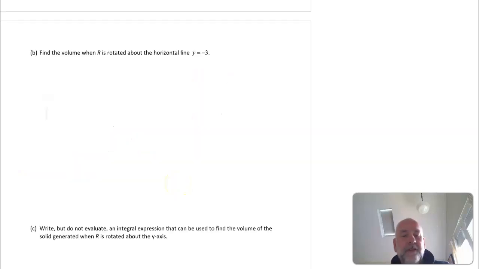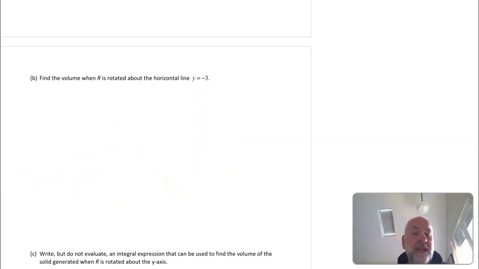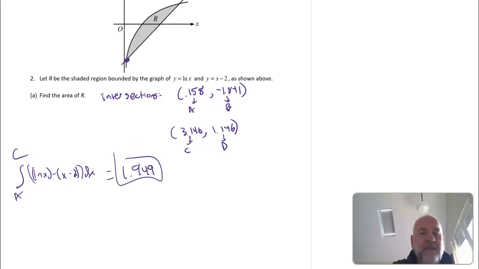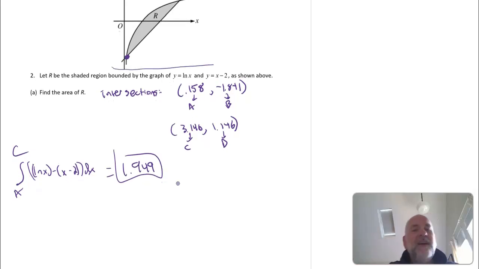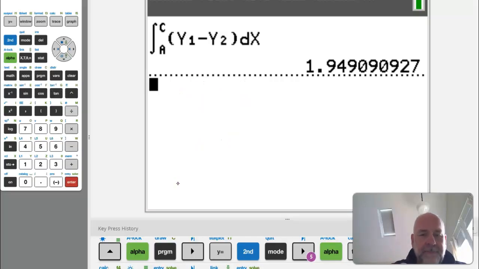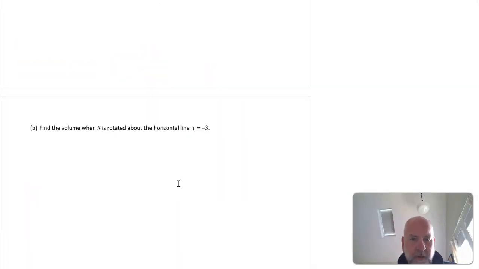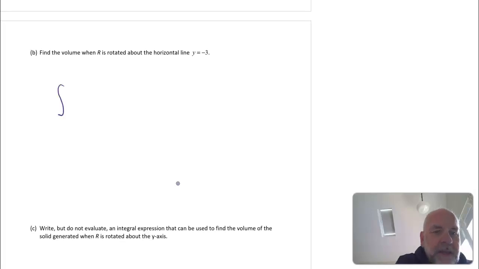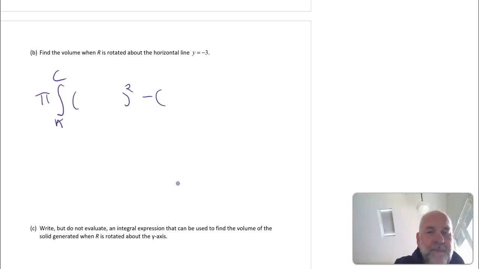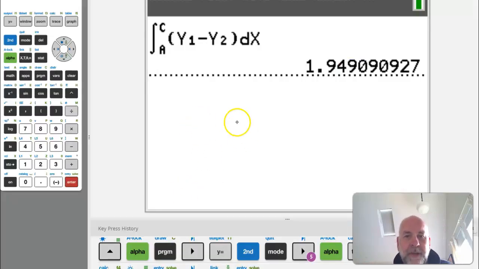Okay, next question. Find the volume when it's rotated about y equals -3. Okay, y equals -3 is down below this one. So this got a little tricky. All right, so I know that it's going to be, let's go back down here, the integral from, again, from A to C. It's the same numbers, and I know it's going to be pi times something squared minus something squared dx, because I'm going to be slicing.